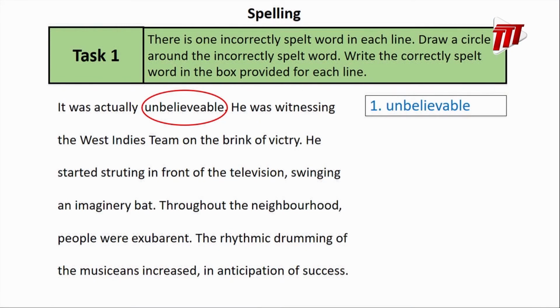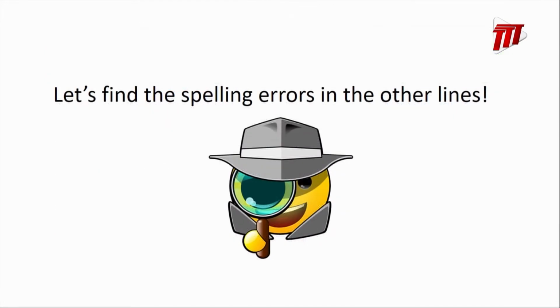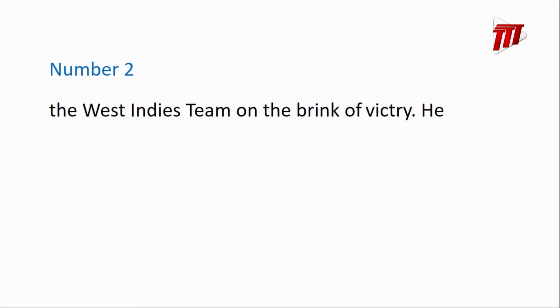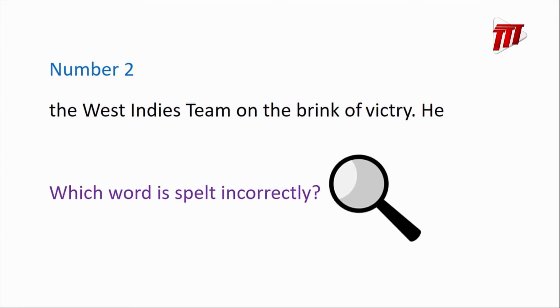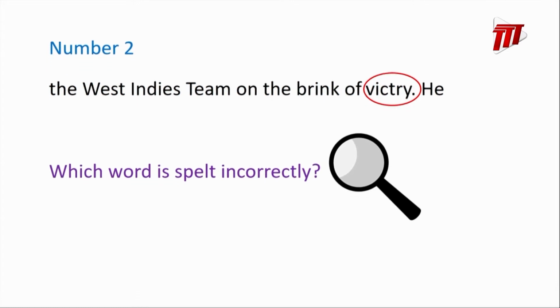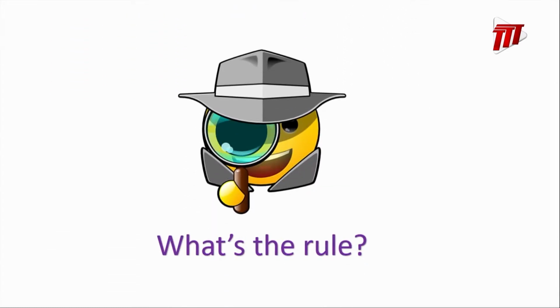The West Indies team on the brink of victory. Which word is spelled incorrectly? Have you figured it out already? I have some really smart children looking on, you know. The West Indies team. Clearly that's correct. On the brink of victory, he. You seeing a word that looks a bit awry, doesn't look like what you think it should be. Yes? Victory. So you circle the word victory in the line. Make sure and circle the word. And what do we know about the rule?